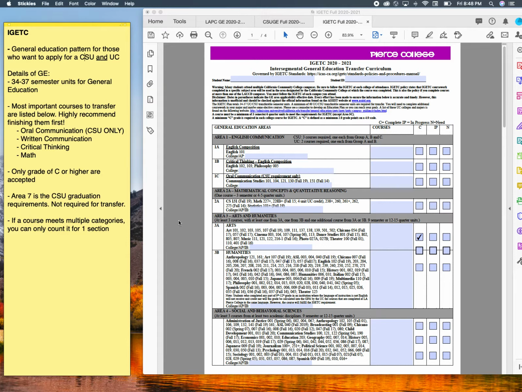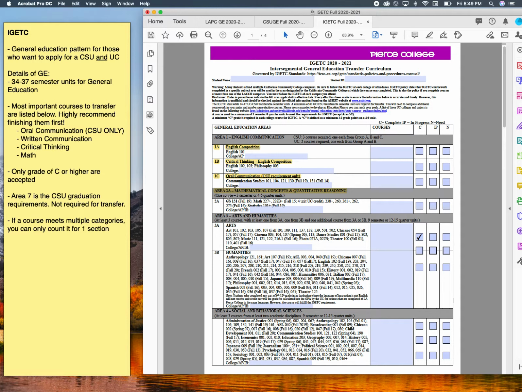Now, the most important courses out of this IGETC form are going to be the ones in area 1 and 2. So that's the English composition. That is the critical thinking, okay? The oral communication is only for students who are considering the Cal States. Now, if you're a student that only wants to apply for the UCs only, you do not have to do this category, okay? It's not required. That's why it says CSU requirement only. And the last important class is this math class.